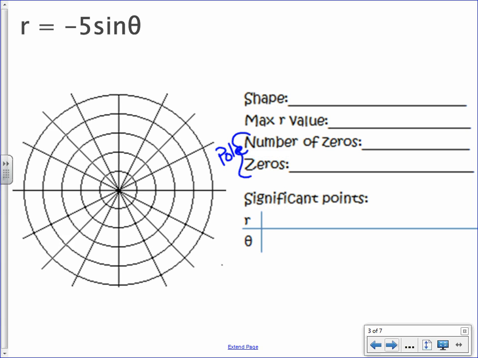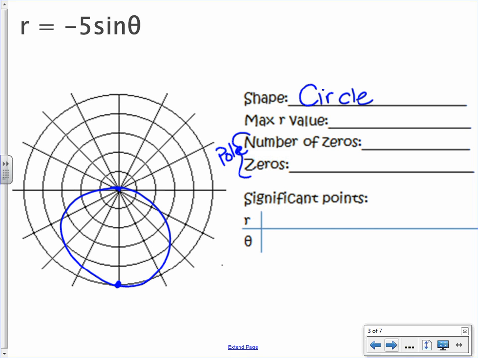So let's talk about this equation right here. r equals -5 sine theta. What kind of shape is it? It is a circle. It's a circle where in relation to the pole? South. Okay. And it's going to stretch how far? Okay. There is our circle.